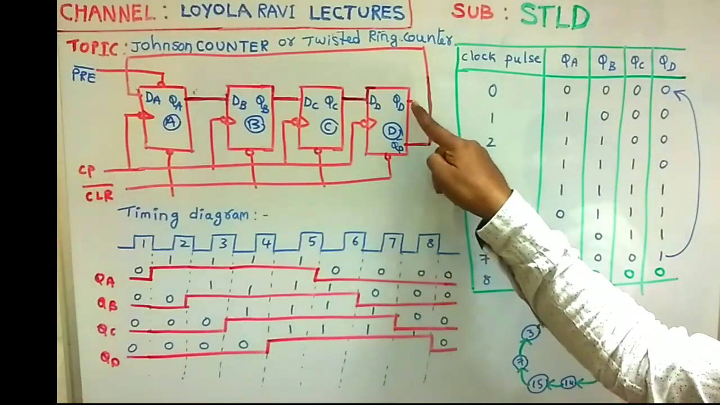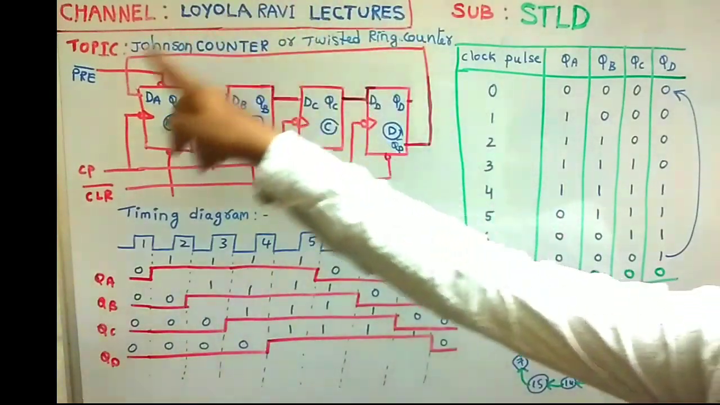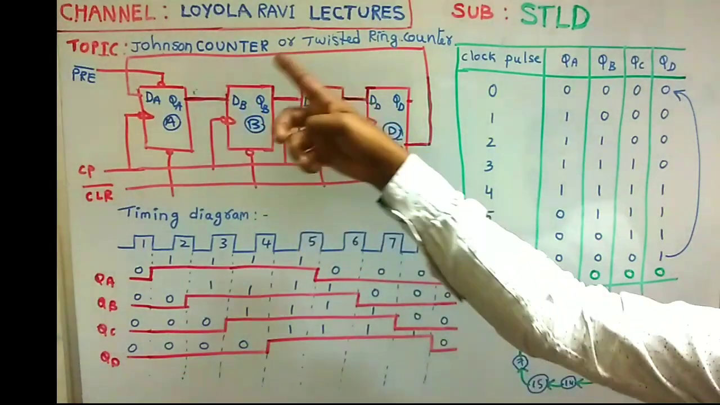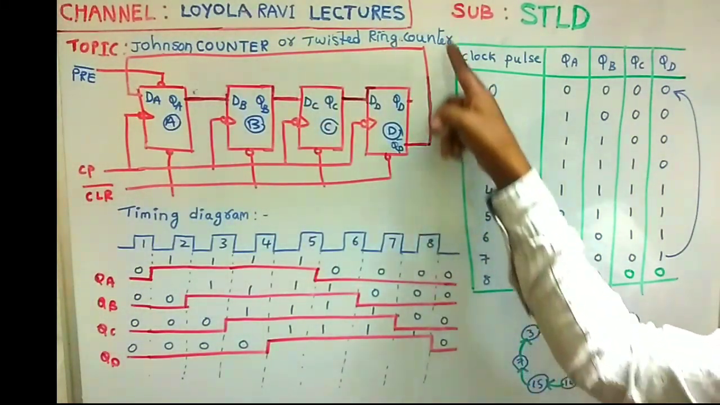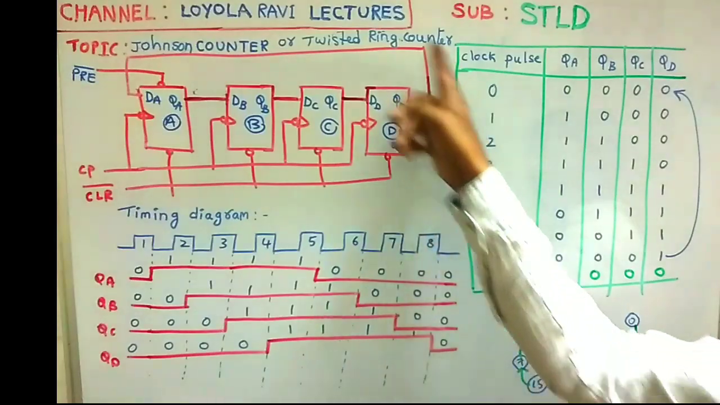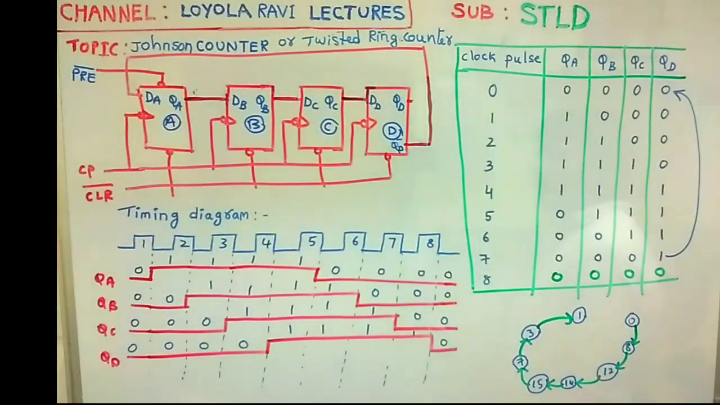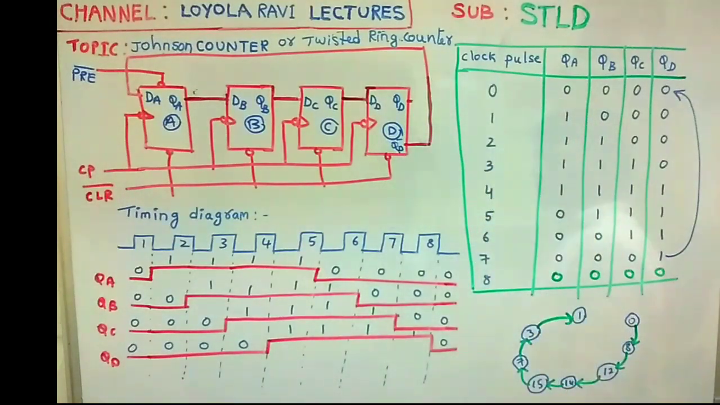we have taken QD, the shift register output, to the DA. But in Johnson counter or twisted ring counter, we are going to connect QD bar to the DA of the first flip-flop. For the first flip-flop, QD bar is acting as the input. That's why this counter is called a twisted ring counter. We will see what the outputs are here. Let us go for individual states.